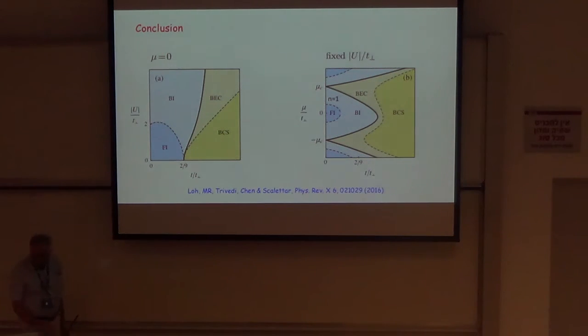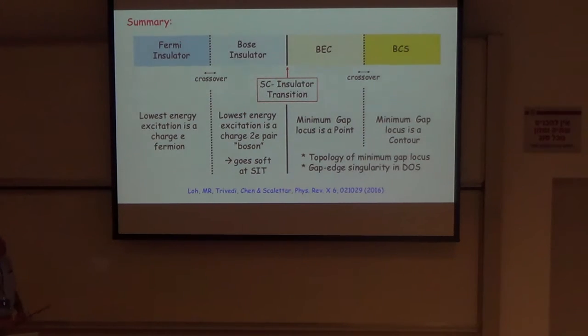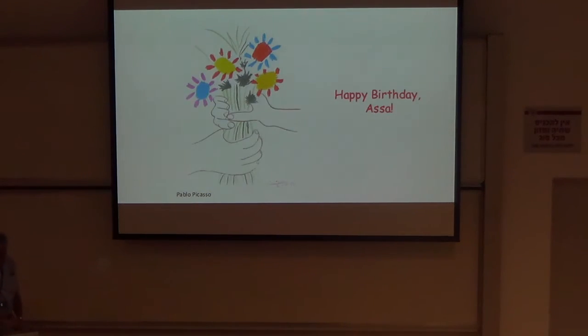Good. So I will leave my summary, which explains how we distinguish a Fermi insulator from a Bose insulator, and how we are proposing that in an experiment one can actually discriminate between a BEC or a BCS regime in the superconductor. And happy birthday again.